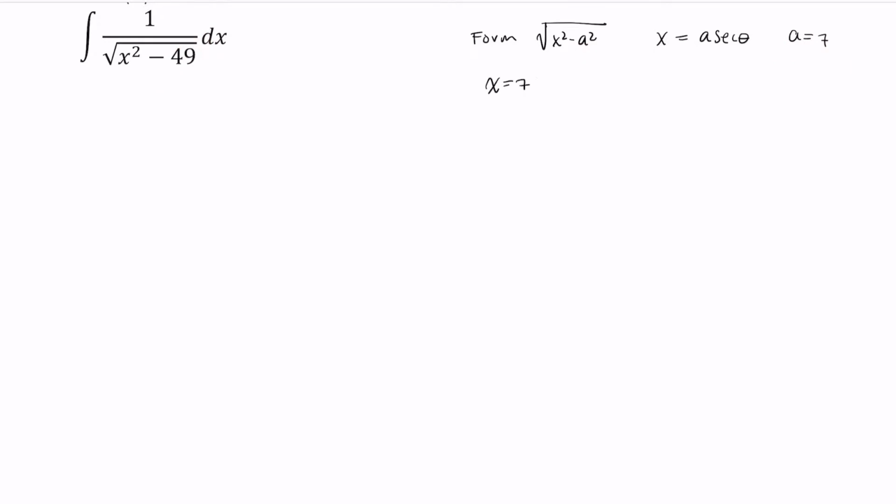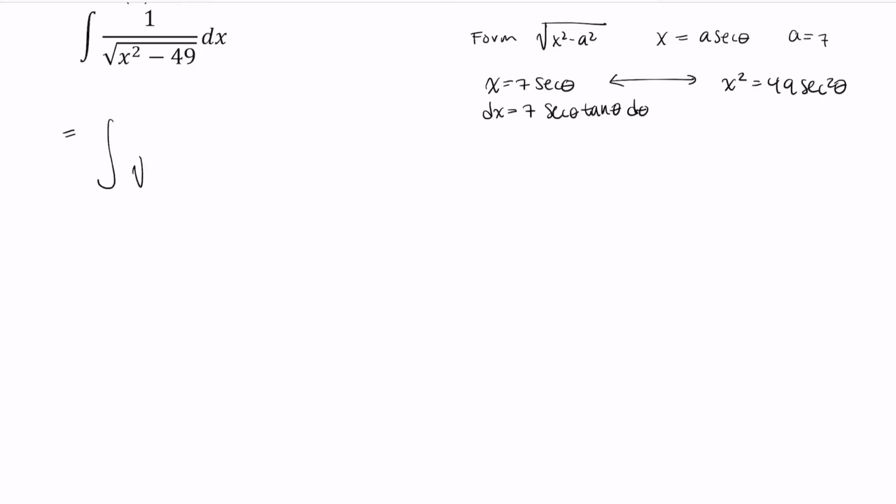So x equals 7 secant theta. This means dx is equal to 7 secant theta tangent theta d theta. Furthermore, x squared is equal to 49 secant squared theta. Now let's go ahead and make some substitutions.